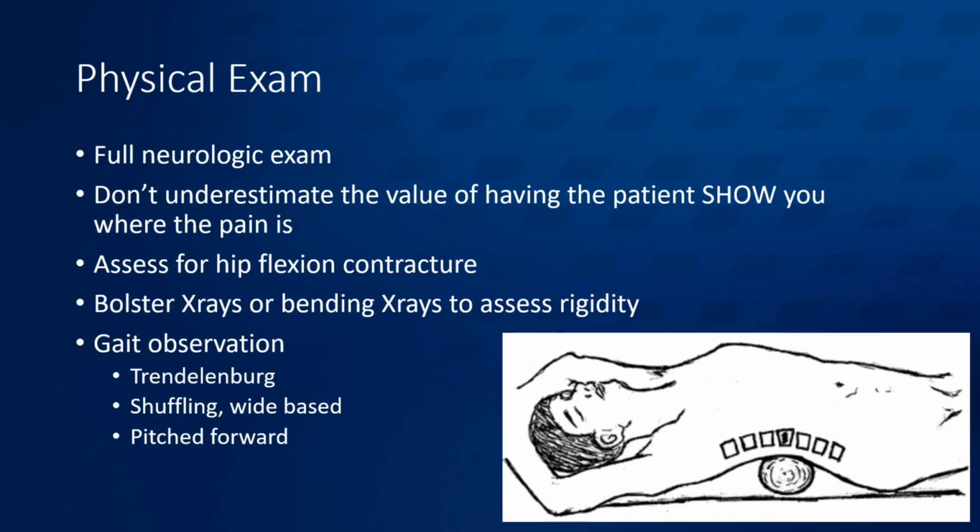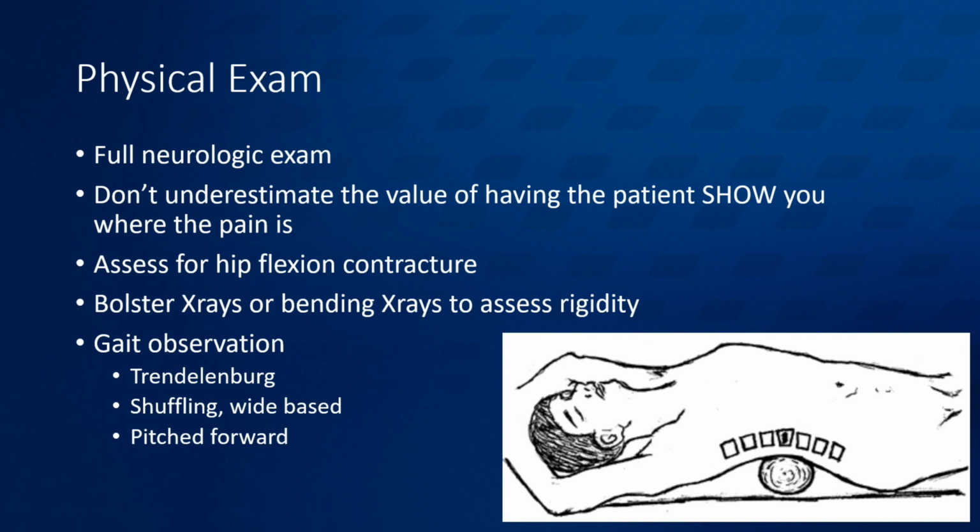So physical exam, I don't underestimate the value of having the patient show you where the pain is. When the patient says back pain, they may mean flank pain, they may mean butt pain, they may mean tailbone pain. It's just all over the map. So really take the time to have them show you. Assess for hip flexion contracture. I think that can drive a lot of deformity, and it's really nothing to do with the spine.